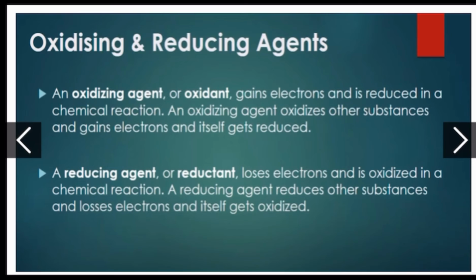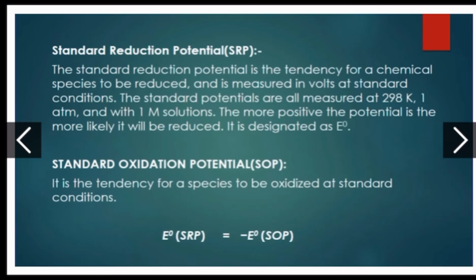Oxidizing and reducing agents. An oxidizing agent, or oxidant, gains electrons and is reduced in a chemical reaction. An oxidizing agent oxidizes another substance, gains electrons and itself gets reduced. So a reducing agent reduces another substance.